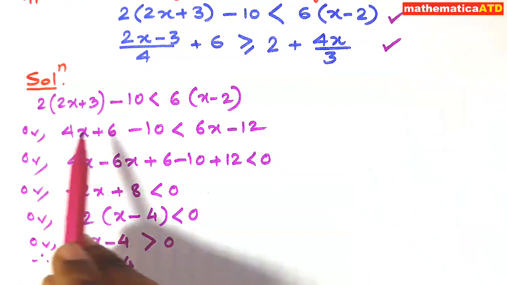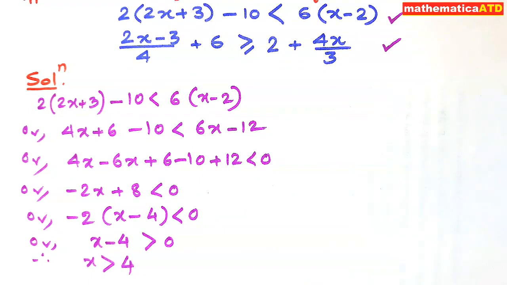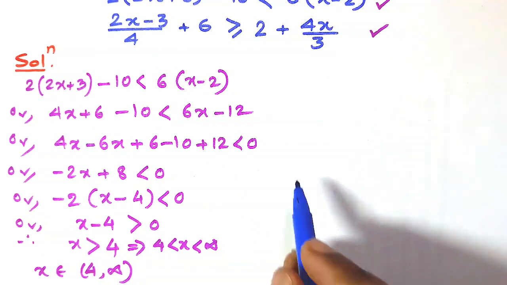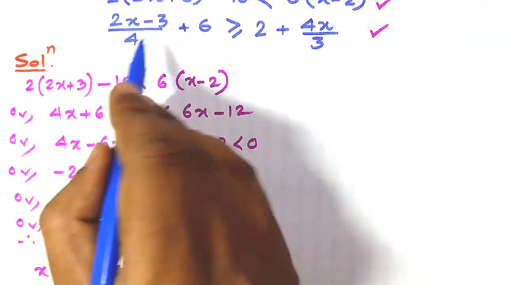That means from this inequation, we can write that the solution is x belongs to the open interval 4 to positive infinity. Okay, x belongs to 4 to infinity. We can again write this in this way also: 4 less than x less than positive infinity, since x is greater than 4. Second inequation is this one: twice x minus 3 upon 4.